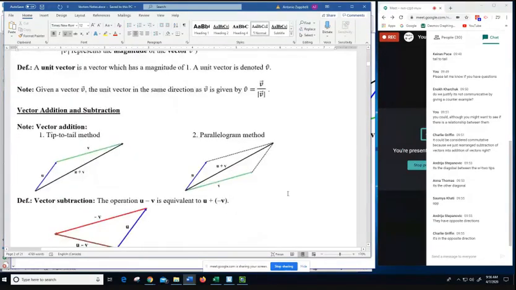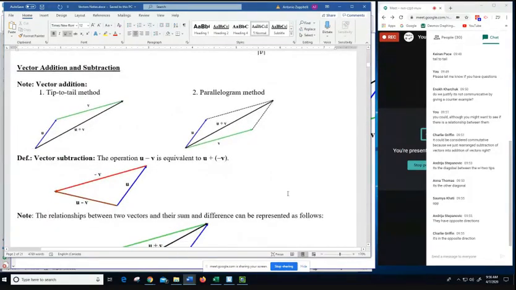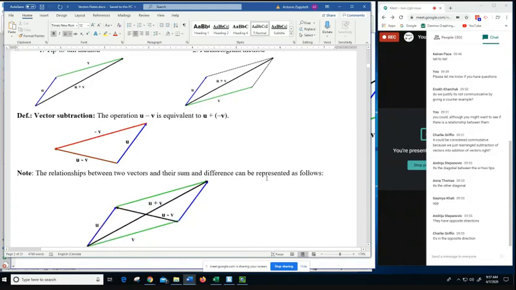All right, now we get to vector addition and subtraction. So we see that vector addition can be seen in two ways. It can be seen as adding tip to tail, so one vector after the other, and the resultant is just given by the vector going from the tail of the first to the tip of the second. Or this parallelogram method is placing them tail to tail, and then the sum is just the diagonal starting at the two tails of the parallelogram that's formed, okay?